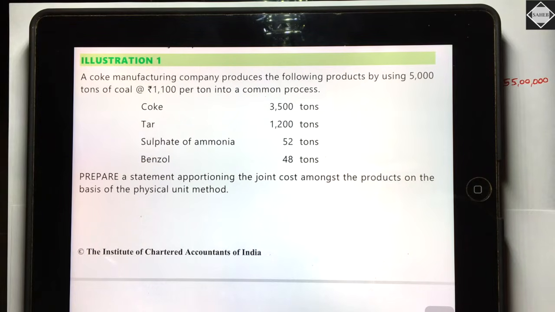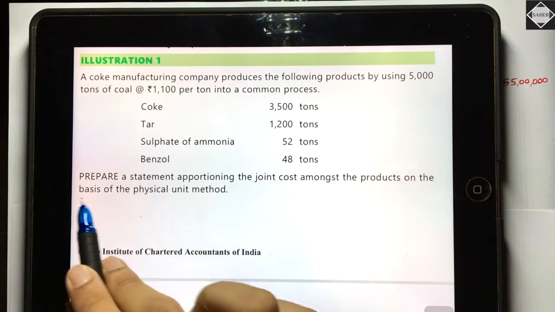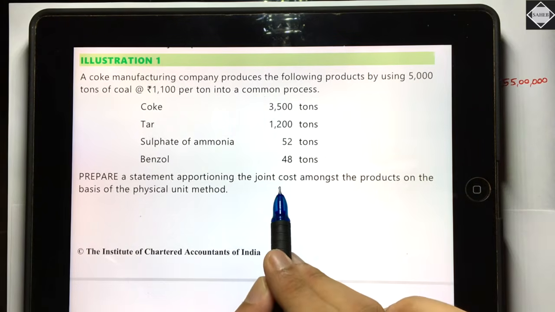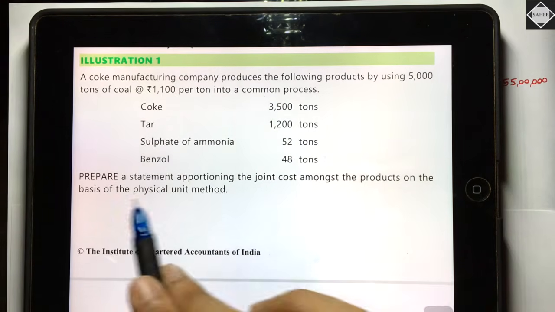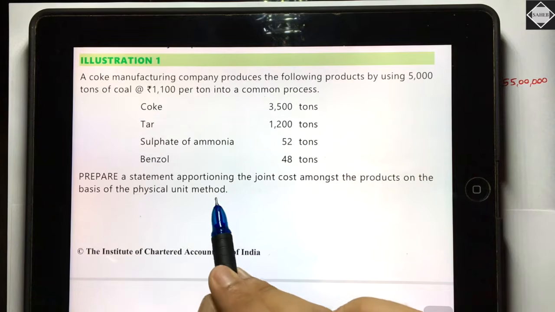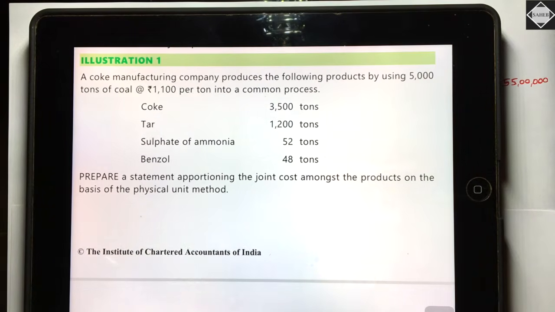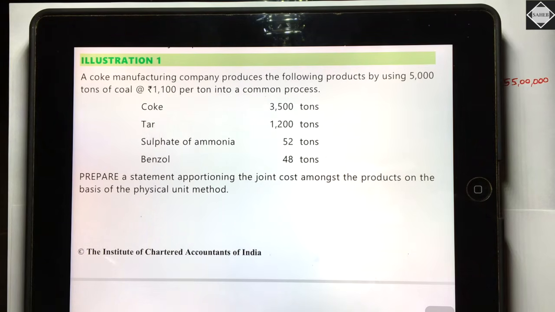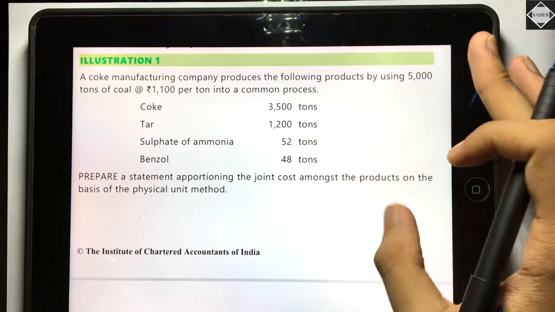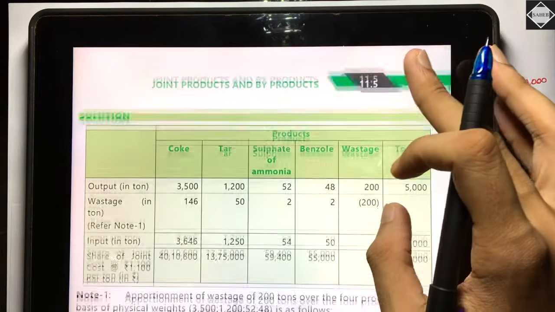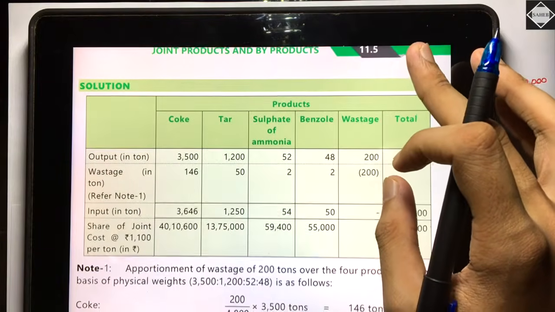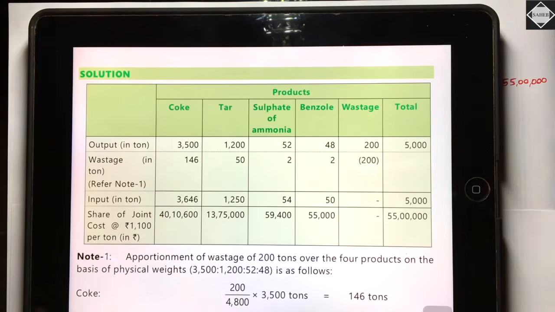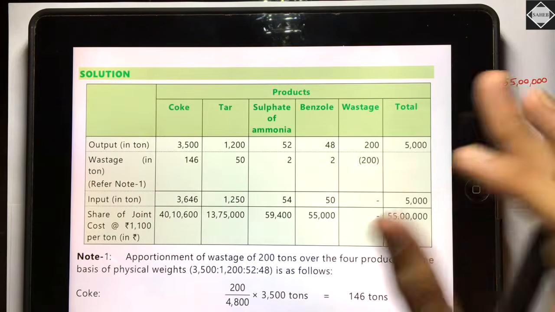Yes, you got it. Then see what they are saying. Prepare a statement apportioning the joint cost amongst the products on the basis of the physical unit method. Simple, we can do it. Okay, but now first let's just see how ICAI has solved this problem. See, ICAI has unnecessarily stretched this problem and has done it in a very different way. You don't have to do it this way. See what they have done. Okay, we'll see separately how we have to do it, but now let's see what ICAI has done.